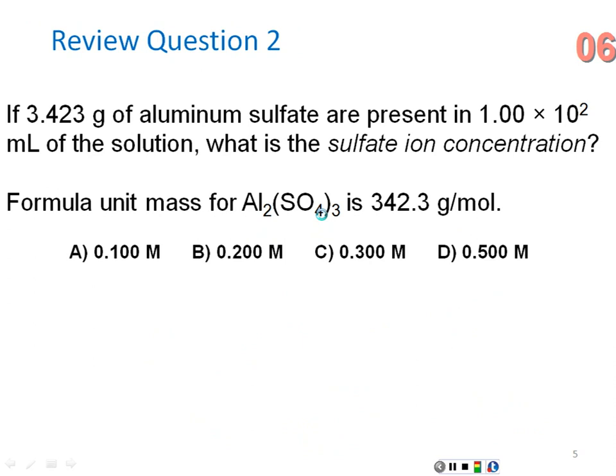Okay. Let's try another question. If 3.423 grams of aluminum sulfate are present in 1 times 10 to the second milliliters of solution, what is the sulfate ion concentration? So pause the lecture and take a few minutes, try to answer this question, and then we'll go through it.